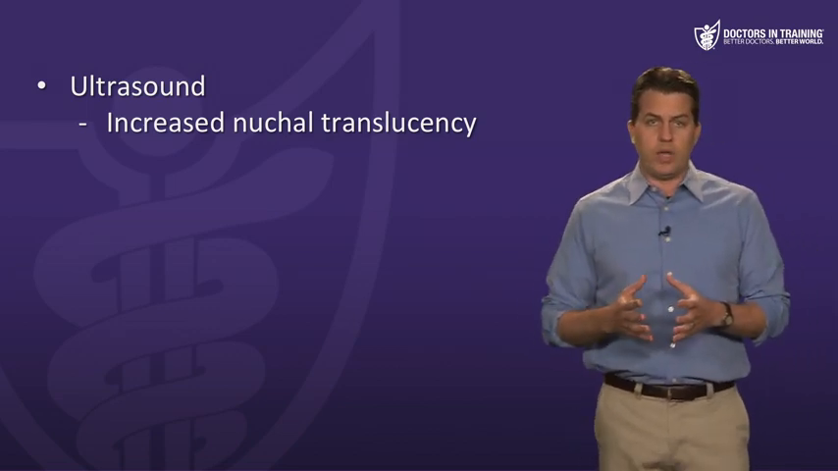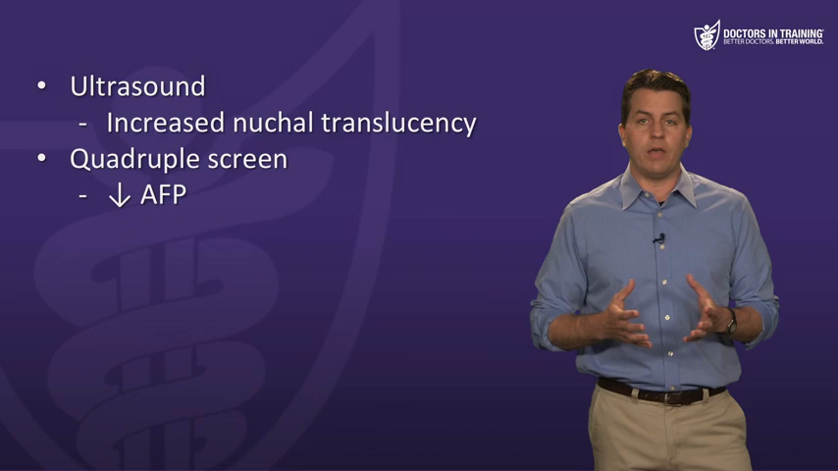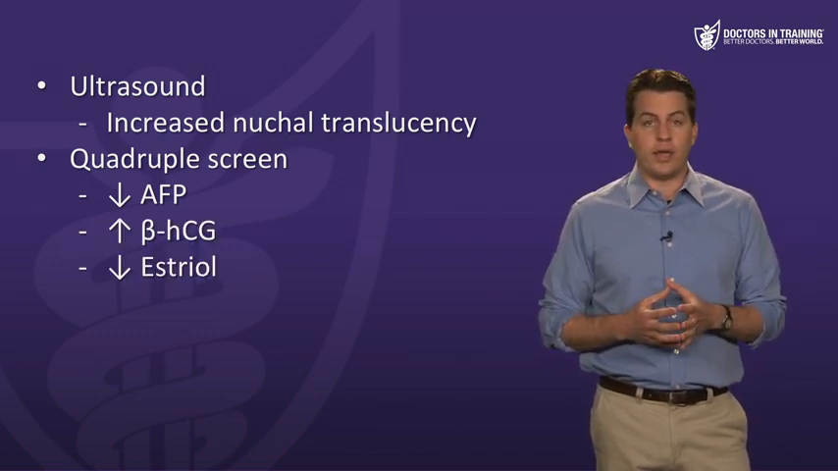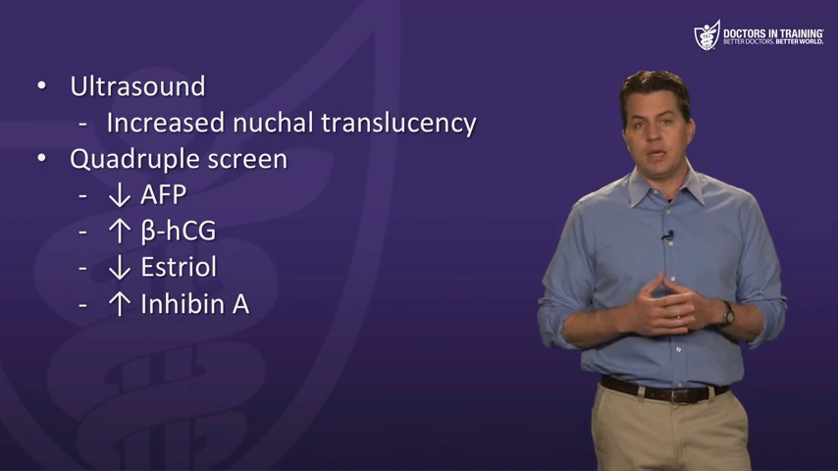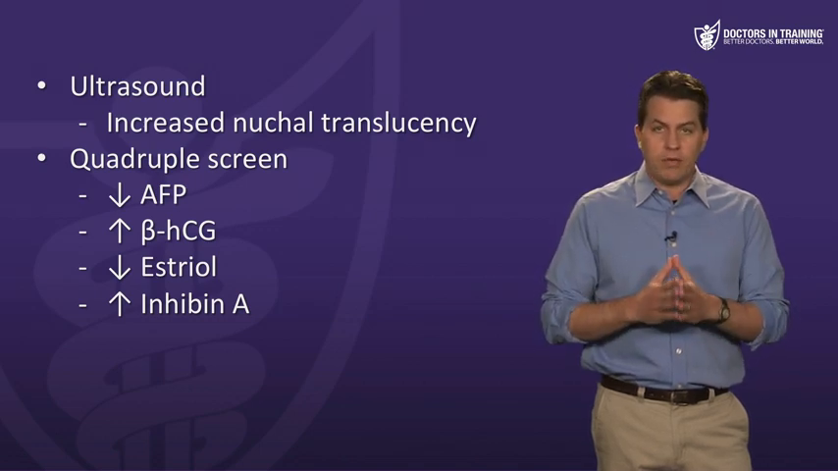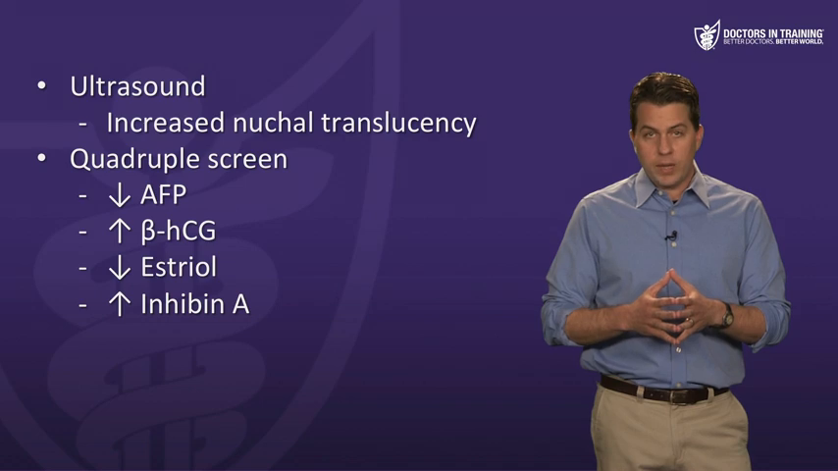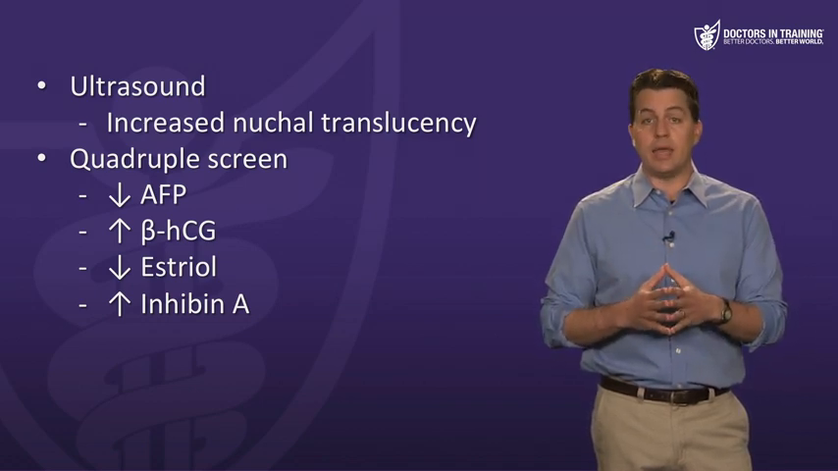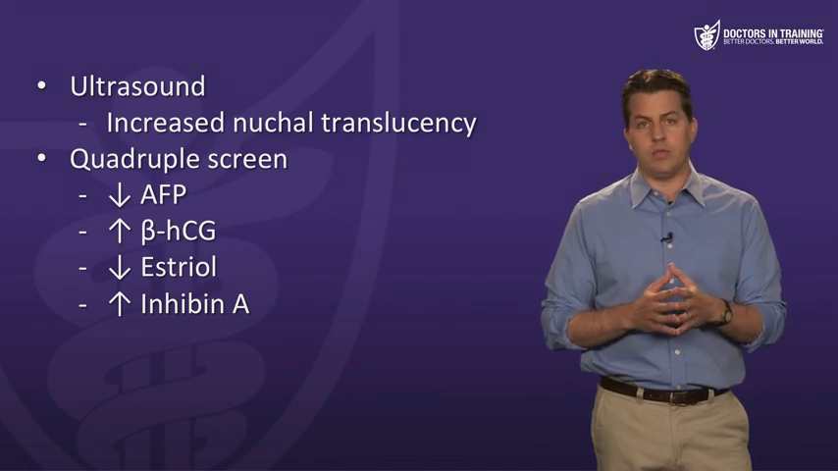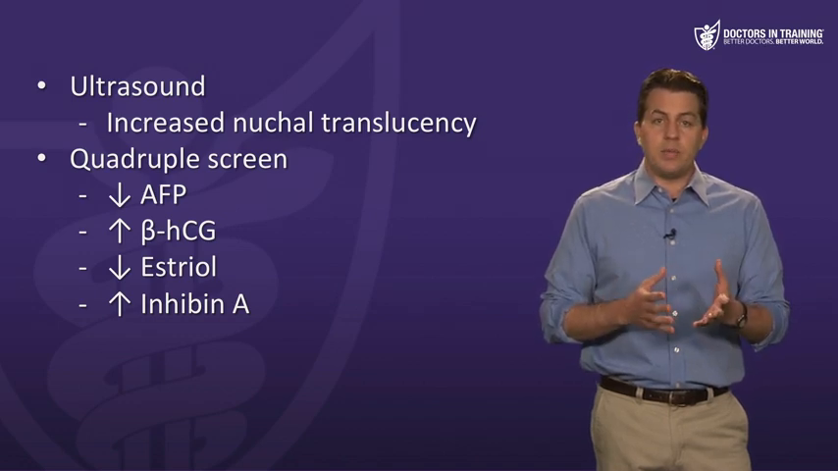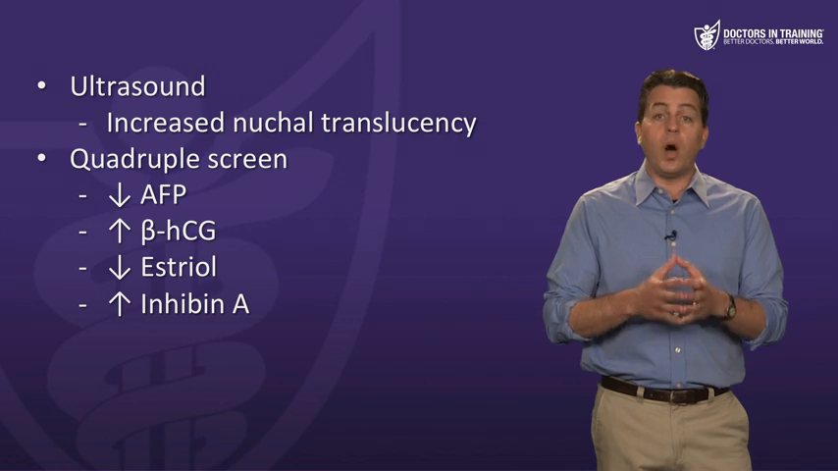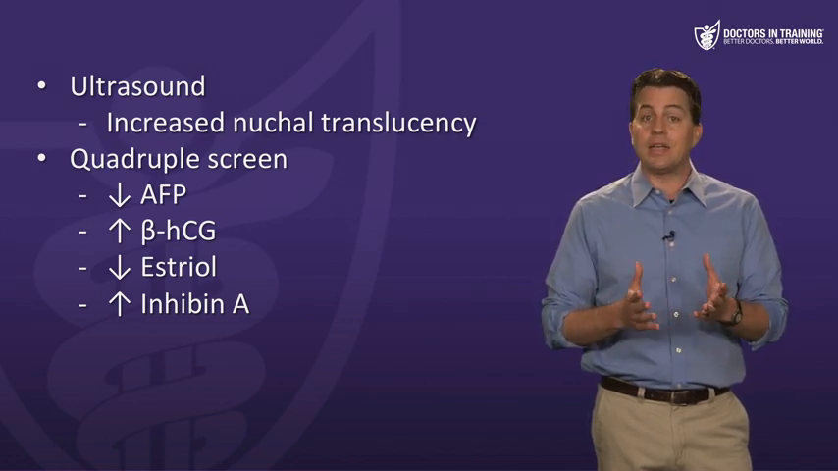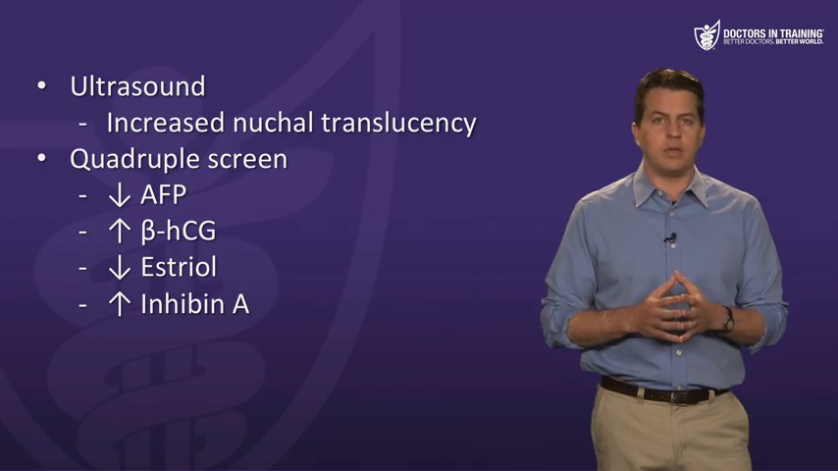The pregnancy screen will include a decreased alpha-fetoprotein level, increased beta-HCG, decreased estriol, and increased inhibin A. Again, decreased alpha-fetoprotein level, increased beta-HCG, decreased estriol, and increased inhibin A. So make sure you know that associated with Down syndrome. If you see that combination on a pregnancy quad screen, it's a red flag, huge flag for Down syndrome. It's not diagnostic, but it is a big flag.